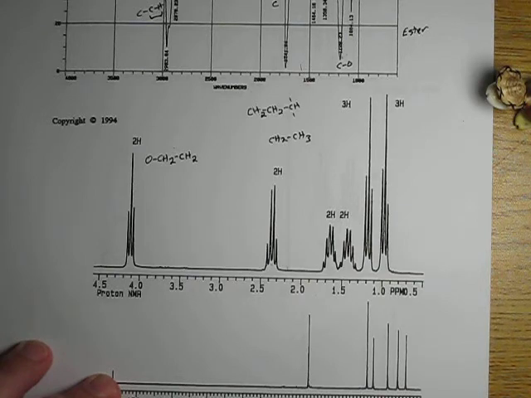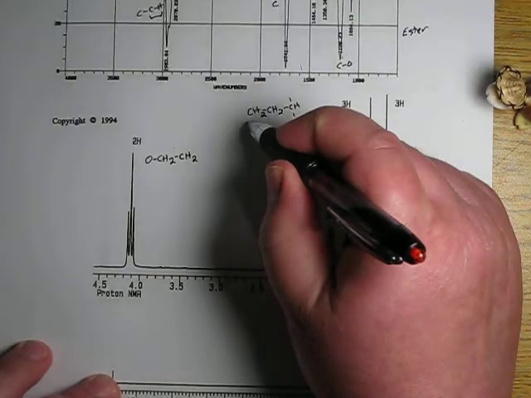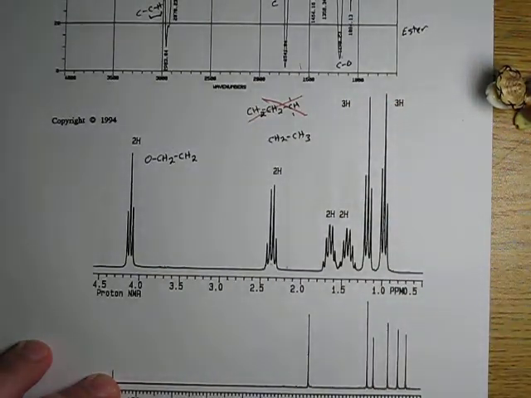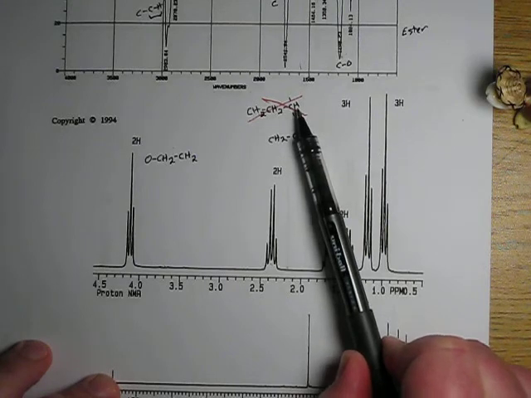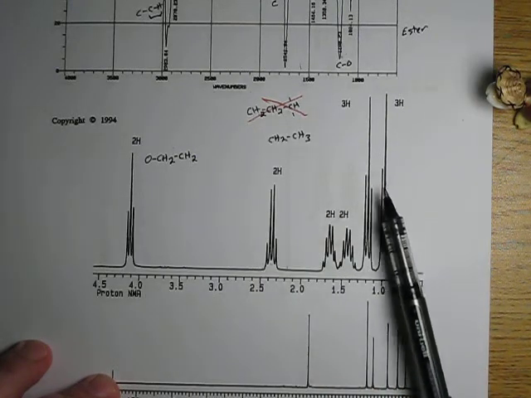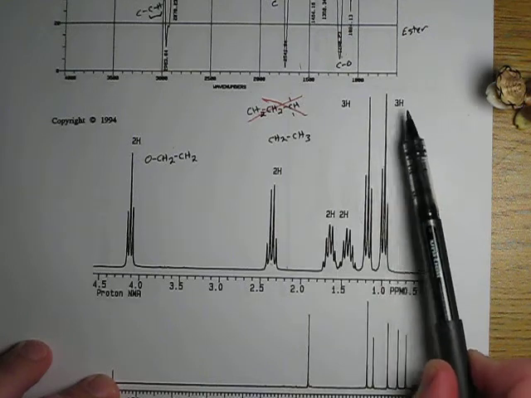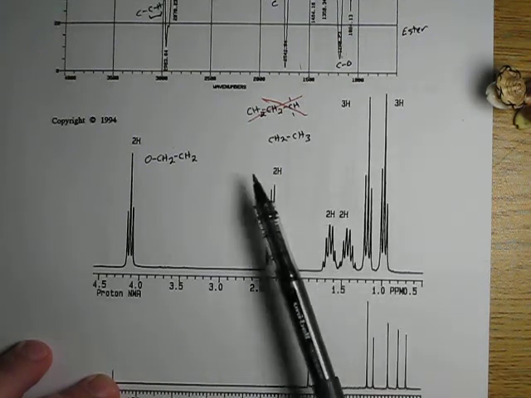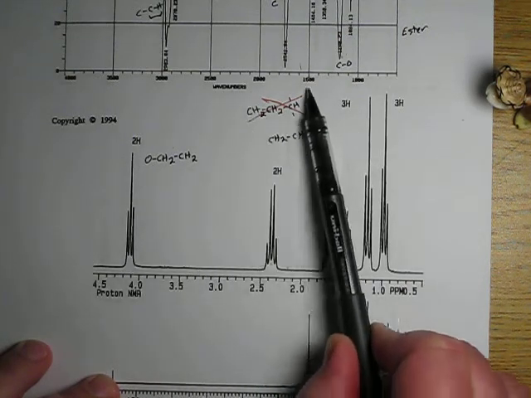And the good news is, right now, we can just look and say, no, this is not possible. How do I know that's not possible? Because if this was a CH next door, I would have a resonance in here that integrated to 1. There are no resonances in here that integrate to 1. Therefore, this isn't the case.